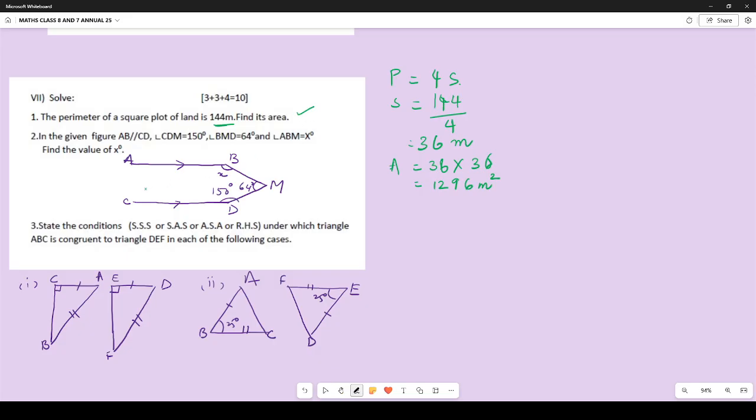Now let us come to this figure. In the given figure, AB is parallel to CD, and this is 150 degrees, this is 64 degrees, this is X, and we have to find out the value of X. Now, what do we do over here? We draw a line. Sorry, my line is very crooked, but just for the sake of it, let me try to draw a straight line. It's difficult. Okay, let us think this is a parallel line.